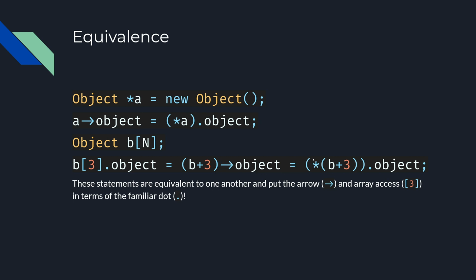We could also instead manually indirect that pointer, dereference it, and then access the object via dot. So these statements are all equivalent to one another. At least these bottom three are, and these first two are equivalent to each other. So you can replace the arrow and the reaccess with dot if you're uncomfortable with them.